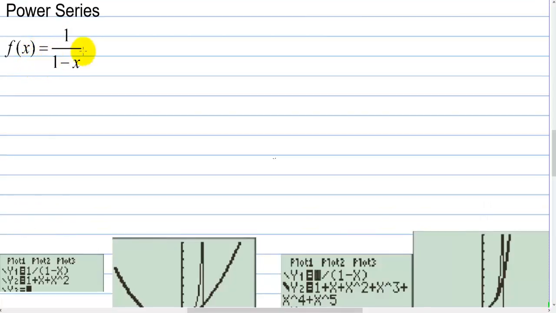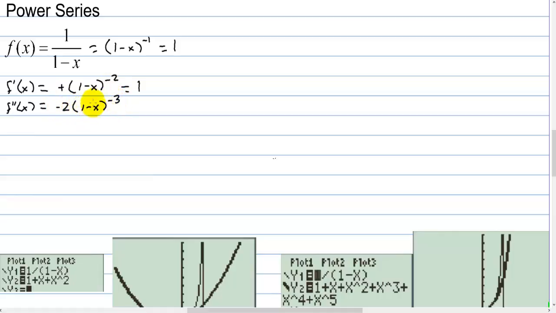This one is called the power series, and we're going to find the Maclaurin series for this. So we're going to start with f of x, and this is really 1 minus x to the negative 1. And when we plug 0 in, we get 1 to the negative 1, which happens to be 1. And then f prime of x would be equal to negative 1 times 1 minus x to the negative 2, but then times negative 1, so that makes that positive. Then when we plug 0 in, we get 1 to the negative 2, which is 1. And then the second derivative is equal to negative 2 times 1 minus x to the negative 3, but when we take this times negative 1, that becomes positive. So when we plug 0 in, we get 2.